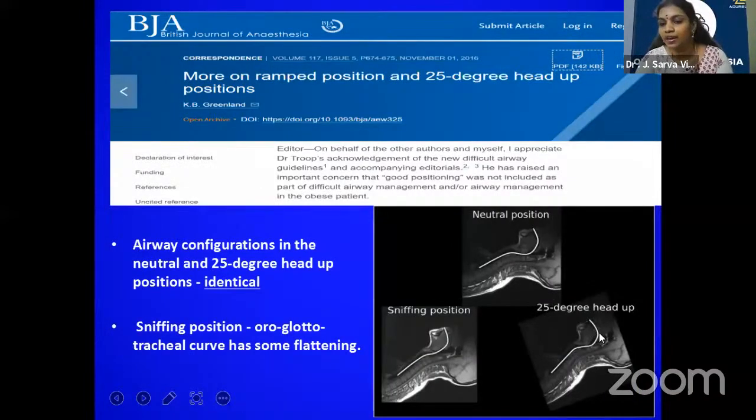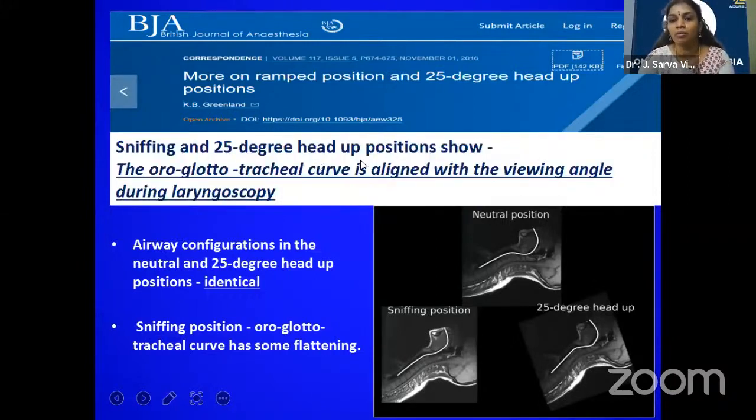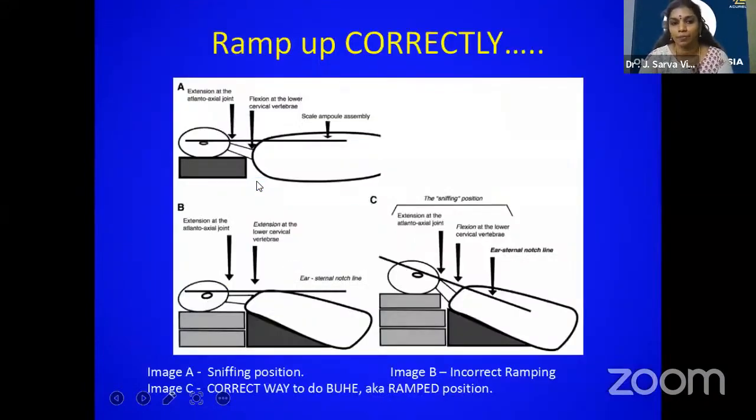Because a mere 25-degree head up is not going to cause any change in the alignment of all the three axes or in the flattening of the two curves. So this is the study done by Greenland et al. And we can see that a mere 25-degree head up is not going to do any change. So you need to do a head up and the sniffing position such that the oro-glotto-tracheal curves align with the viewing angle. So always remember to ramp up correctly.